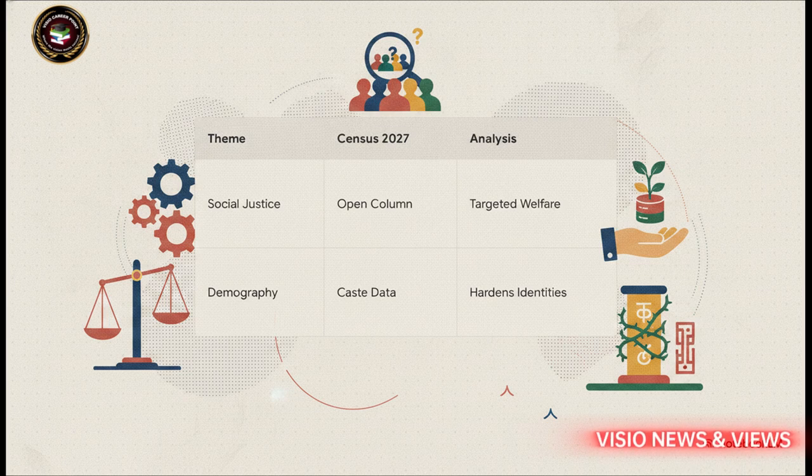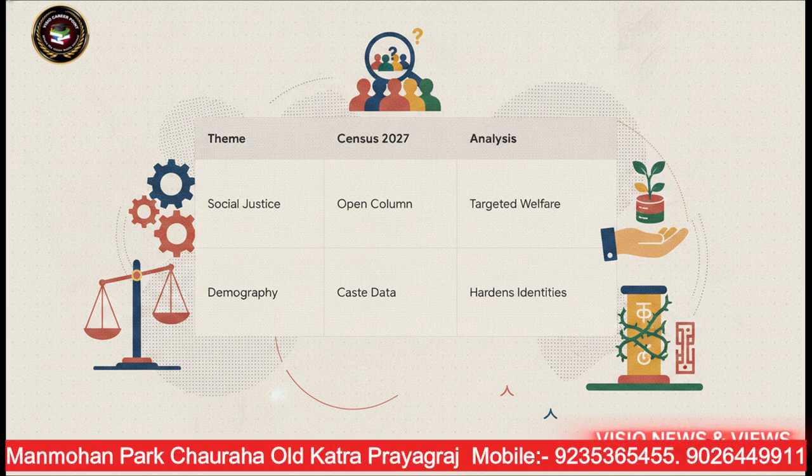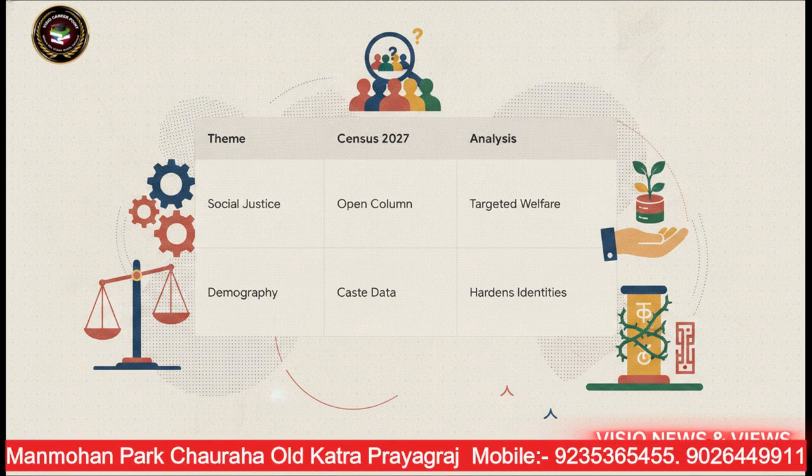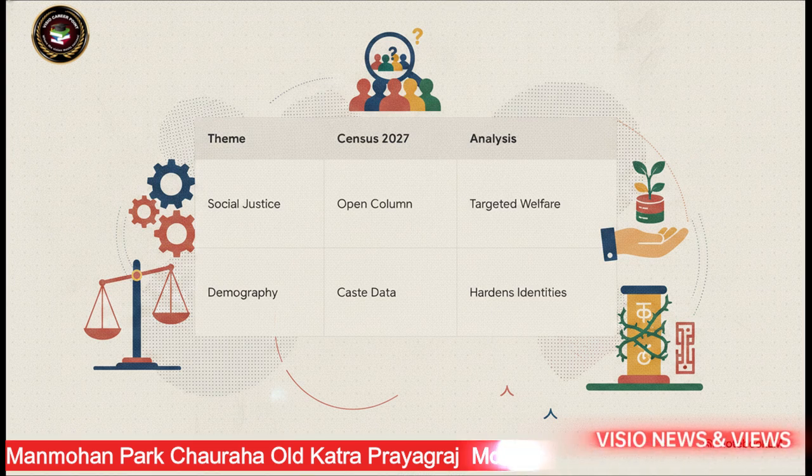Now, on one hand, this kind of granular data could literally be revolutionary for targeted welfare and social justice. But on the other hand, it sparks some deep analytical debates, like could this end up hardening caste identities or politicizing reservation matrices? Especially when you consider the Supreme Court has previously cautioned against using caste data to trigger creamy layer exclusions without a really solid empirical basis.